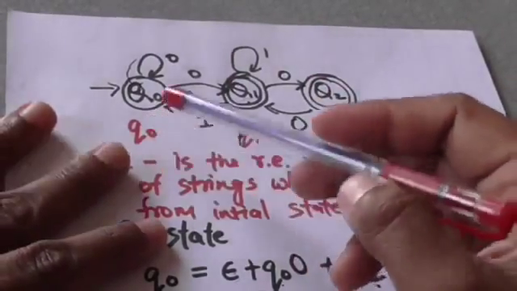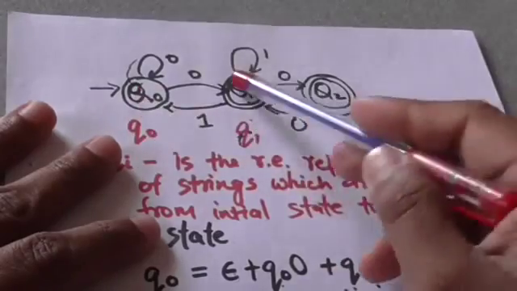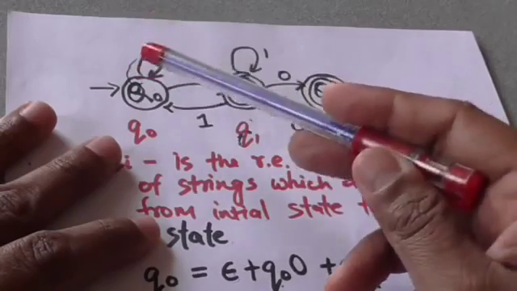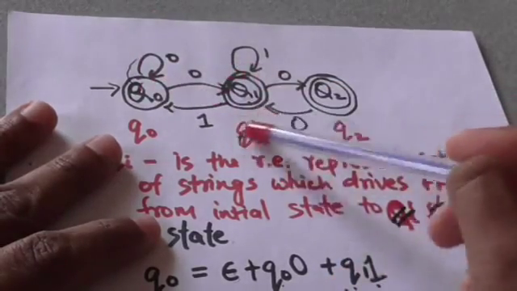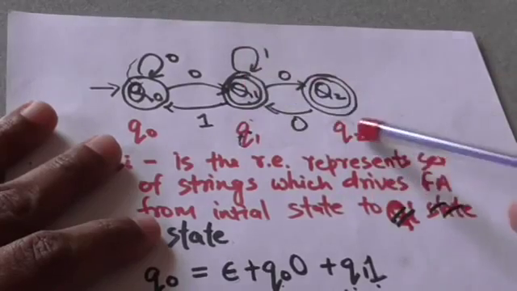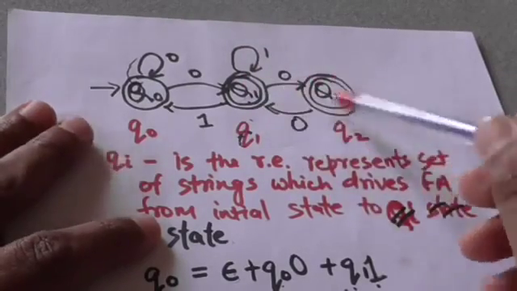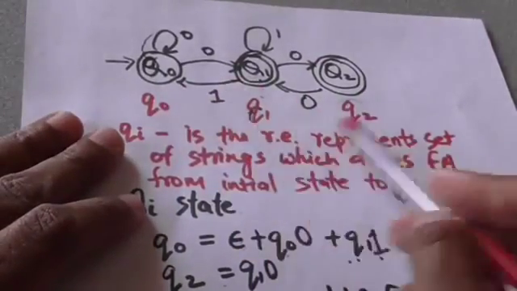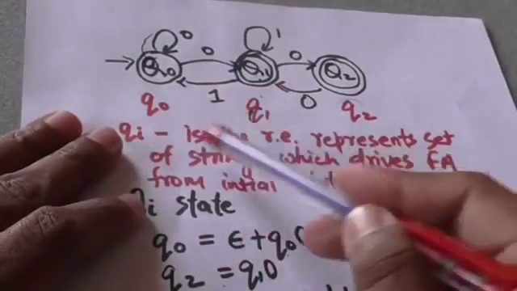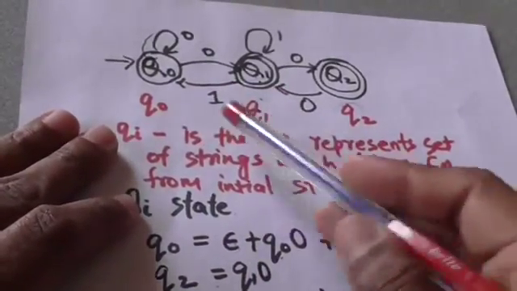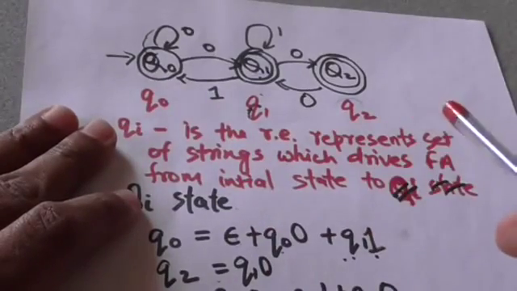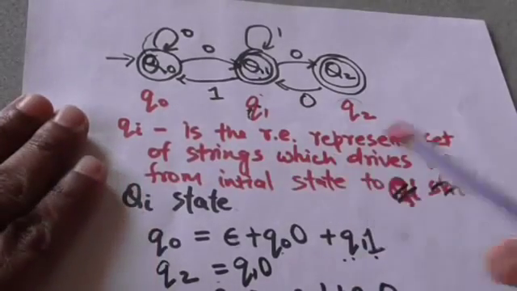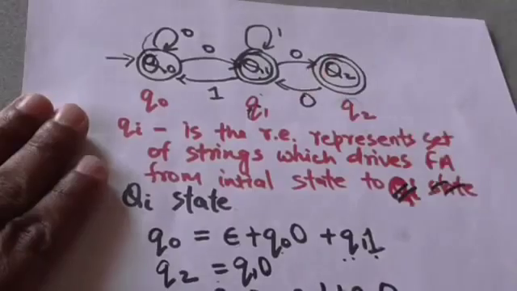So what we have done, we have associated a regular expression with each state of this finite automata. Regular expression Q0 is associated with state Q0. Regular expression Q1 is associated with state Q1. Regular expression Q2 is associated with state Q2. Now, what do these regular expressions signify? Here Qi is the regular expression which represents the set of those strings which drive the finite automata from its initial state to state Qi. Right.